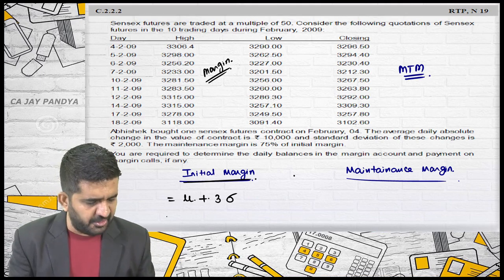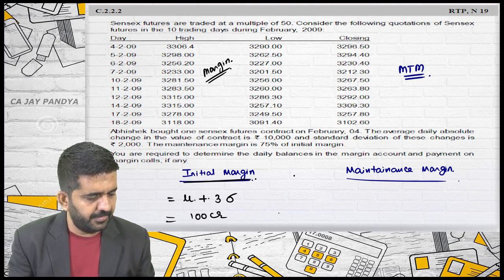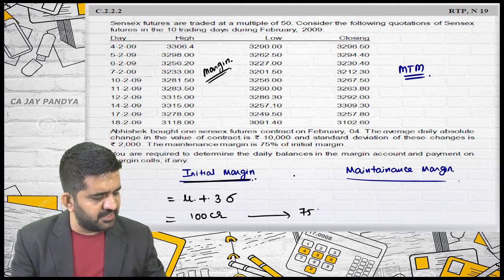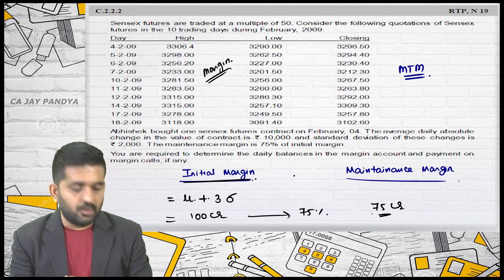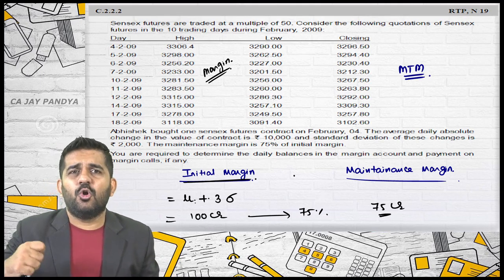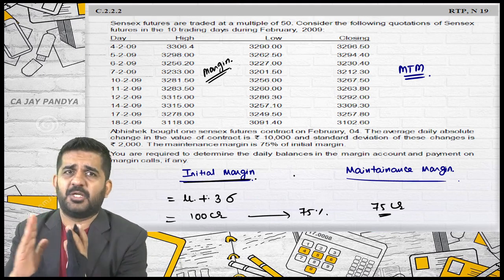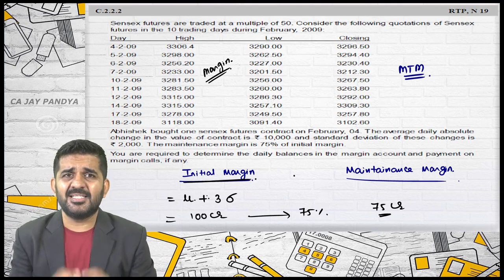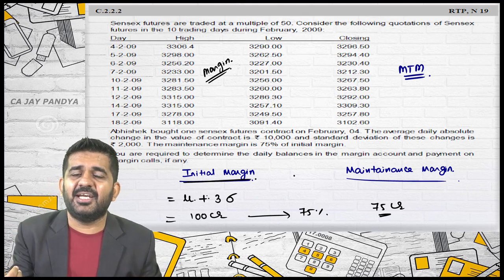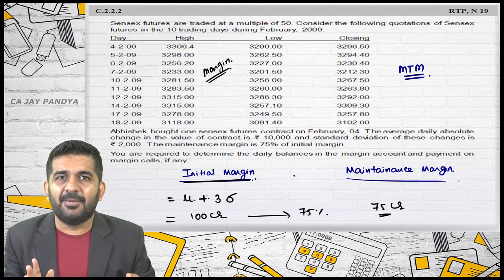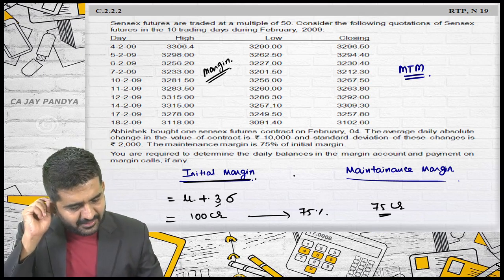So if this comes to 100 crores and maintenance margin is 75%, maintenance margin will be 75 crore. But there is no logical idea behind this, but understand they have termed that what is an average price of the share plus standard deviation 3 times is payable. Is it alright? See why 3 is written over here?